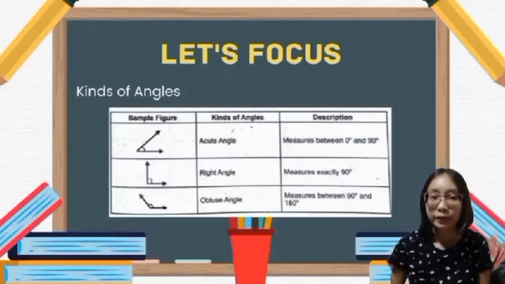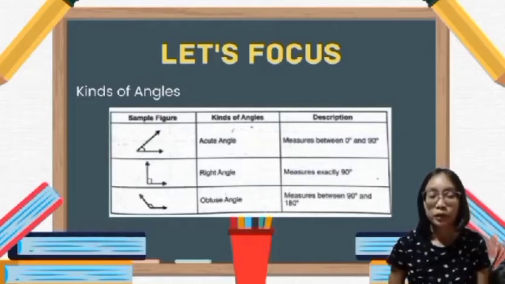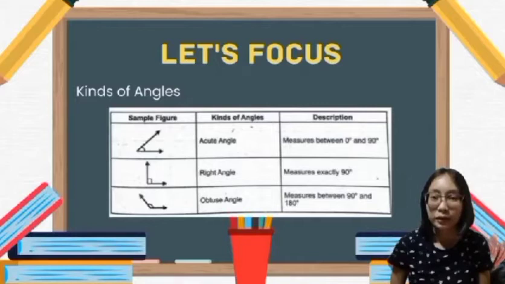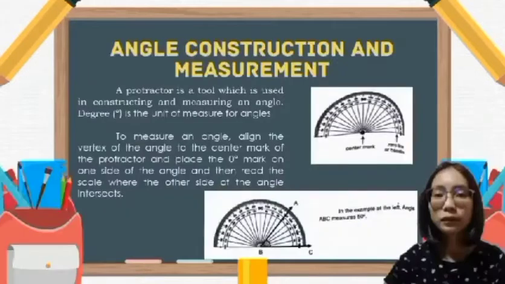These 3 different kinds of angle have their own descriptions. First is acute angle, which measures between 0 to 90 degrees. Right angle measures exactly 90 degrees. And obtuse angle measures between 90 degrees and 180 degrees.